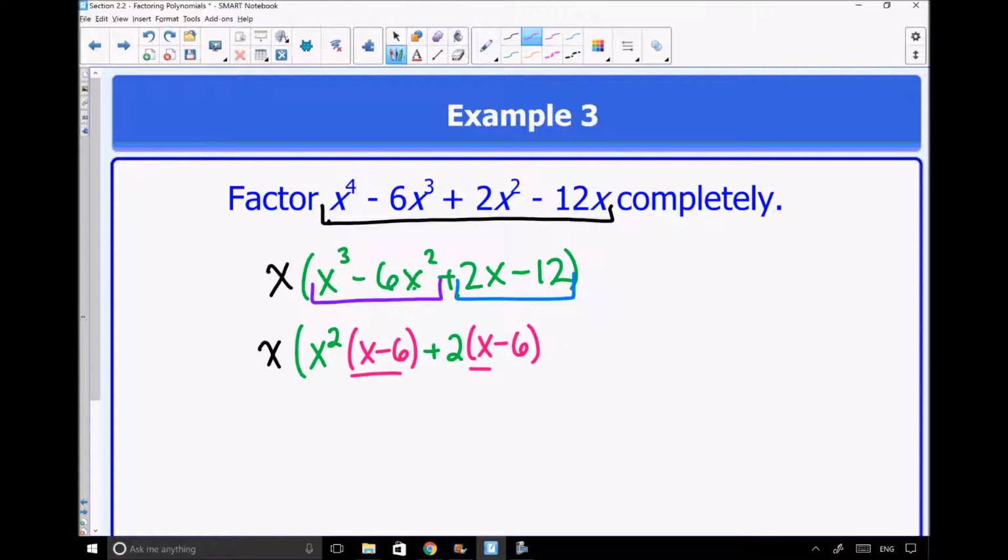Well, since these are identical, it looks pretty promising. Don't forget to close your bracket that we had right here. I can factor out that x minus 6. So when I do that, I have an x minus 6 in common, and what's left over is x squared plus 2. And then I just have this x right here left over, and I have factored completely without needing to use the factor theorem.